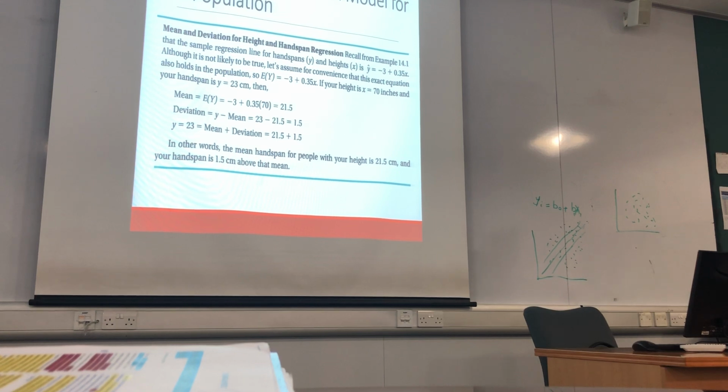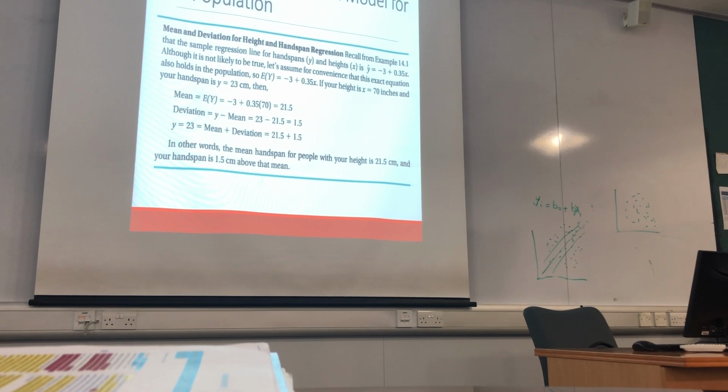And then we have the deviation, which is what? For that individual, if the hand span is 23, we predicted it to be 21.5. So the actual size of the hand is 23, and the deviation equals 1.5.